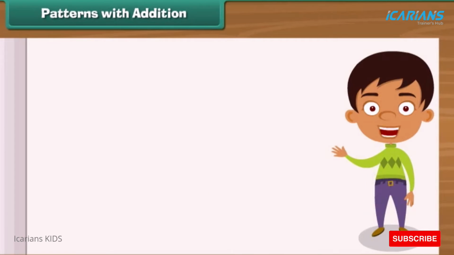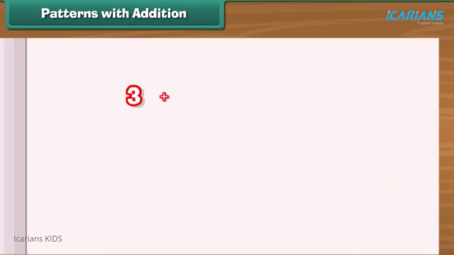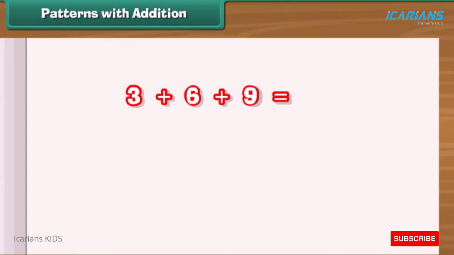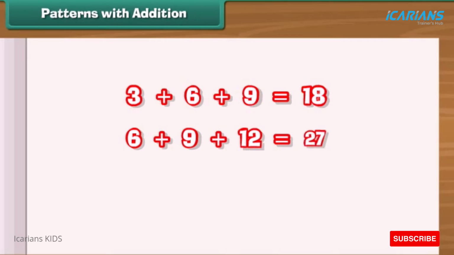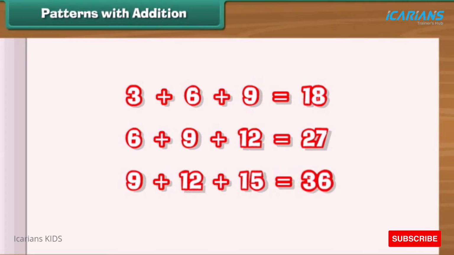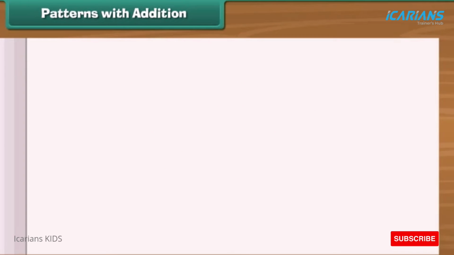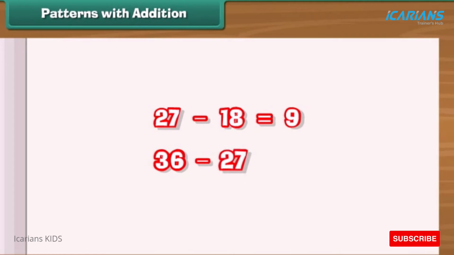Patterns with addition. Look at these sums. There is a pattern in them. Let us find out. 3 plus 6 plus 9 equals 18. 6 plus 9 plus 12 equals 27. 9 plus 12 plus 15 equals 36. We observe that the difference between 2 adjacent sums is 9. 27 minus 18 equals 9. 36 minus 27 also equals 9.